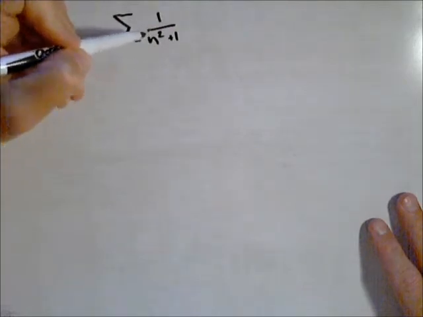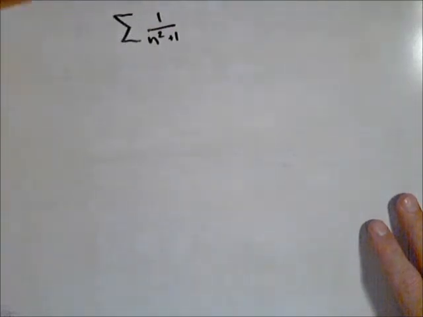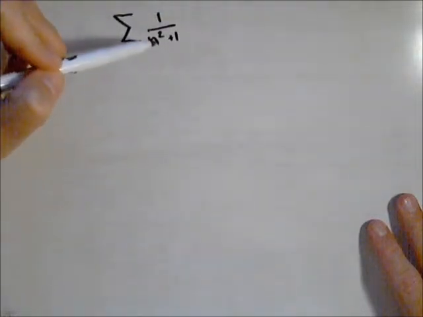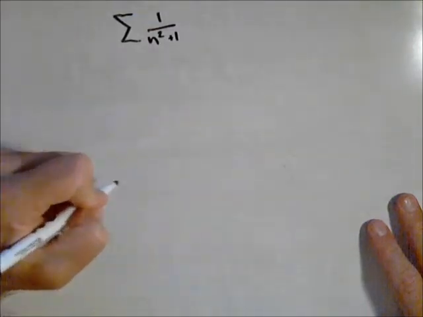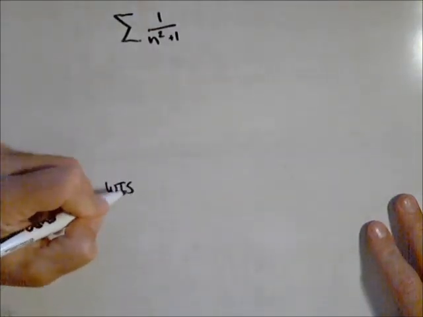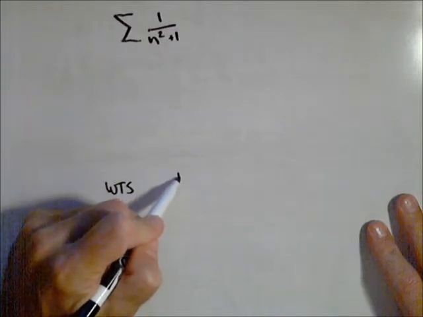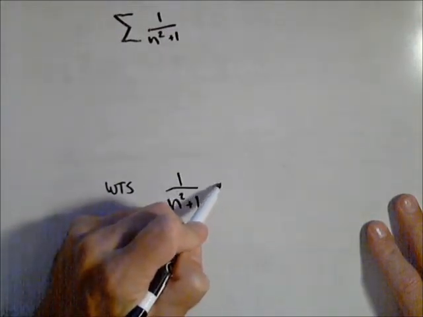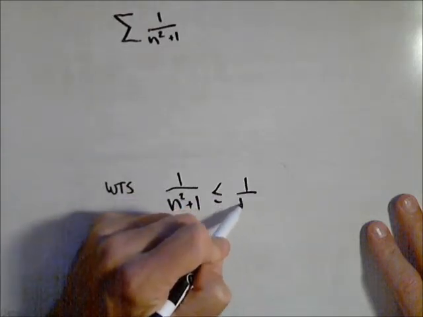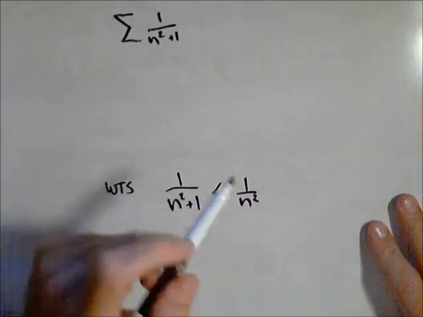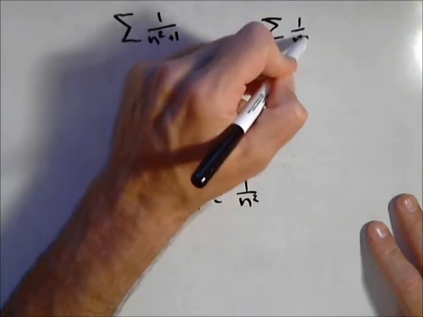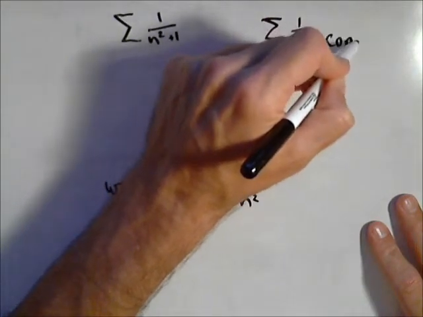So this is similar to 1 over n squared, so I've already got the idea in my head that it is going to converge. 1 over n squared would be what I'd want to compare it to. So I want to show, and I like to use WTS for want to show, that 1 over n squared plus 1 is less than or equal to 1 over n squared, because I know that the series of 1 over n squared is convergent.